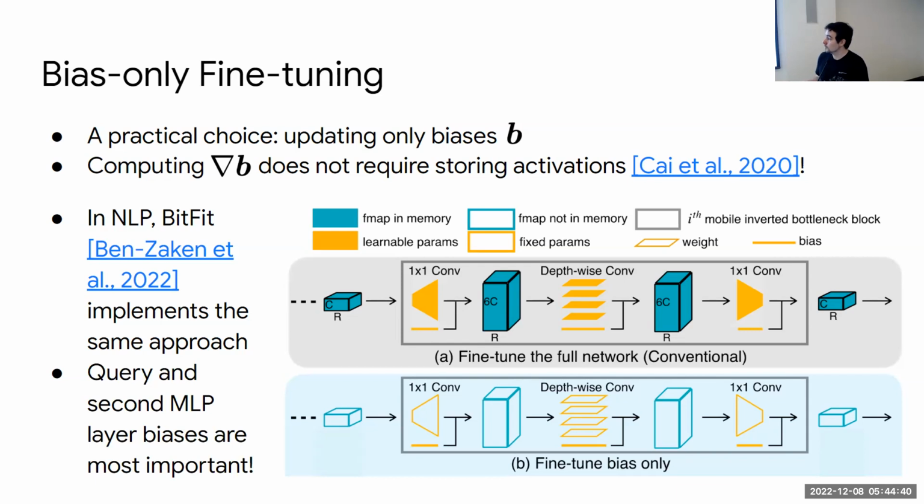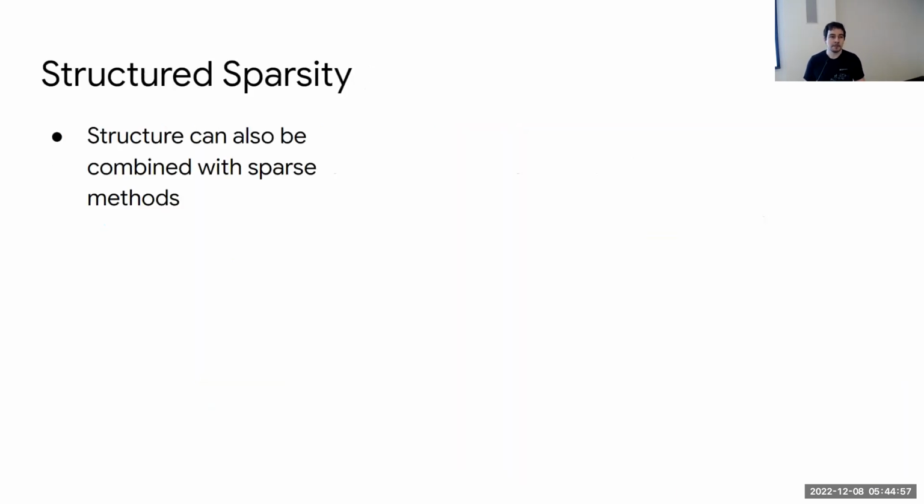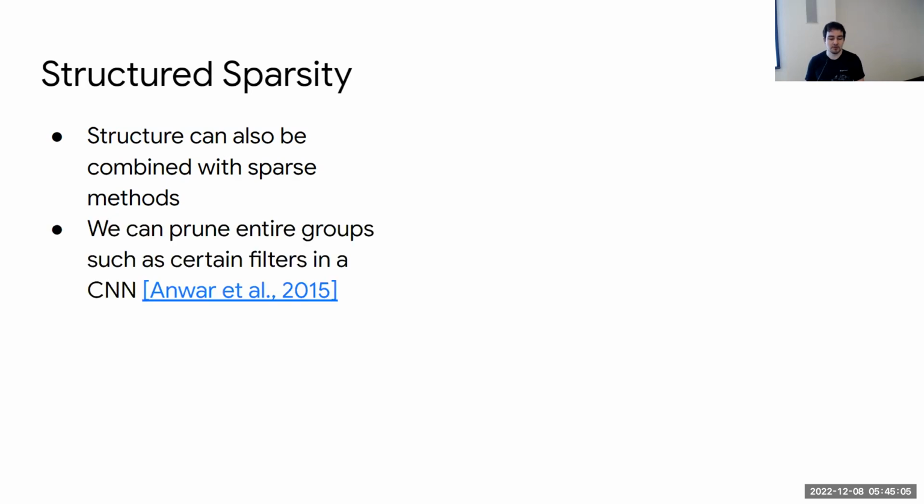Here they also found that the most important biases to update in your model are the bias parameters associated with the query matrix in the multi-head attention layer in the transformer, as well as the second multi-layer perceptron in the transformer layer. Now, using structure in your model is quite general and can also be combined with these sparse methods that I mentioned before.